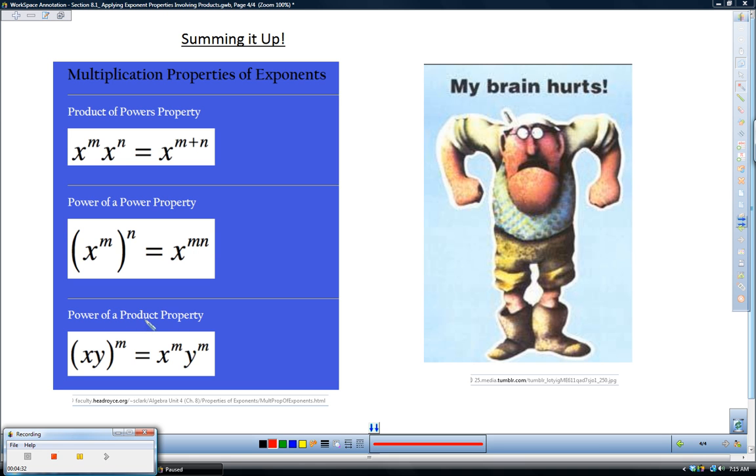And finally, power of a product, when you have more than one factor inside of parentheses being raised to a power, remember to raise each of the two or more factors to that power. Don't just go xy to the m. Remember to apply the m to the x and the m to the y.